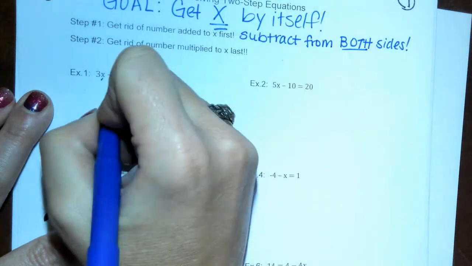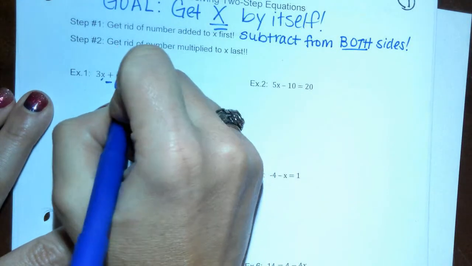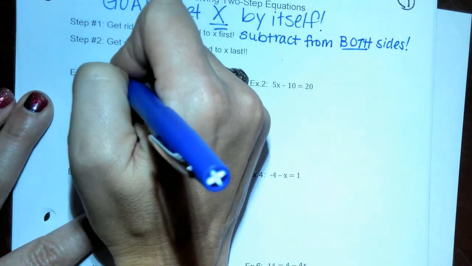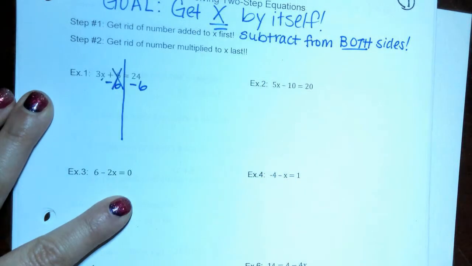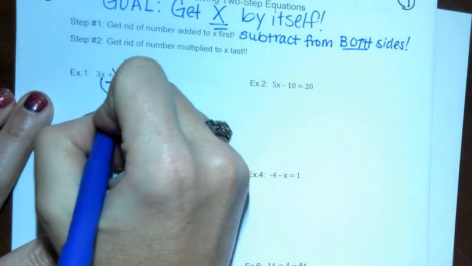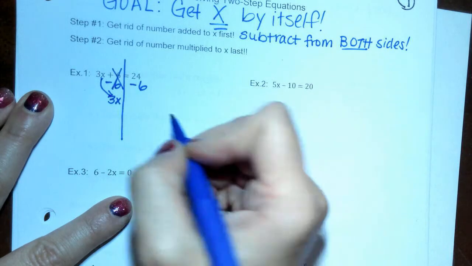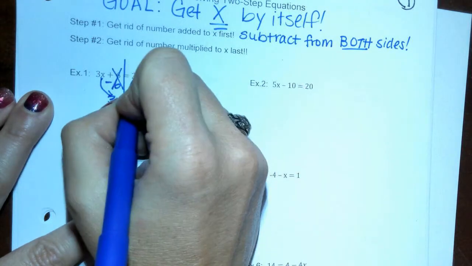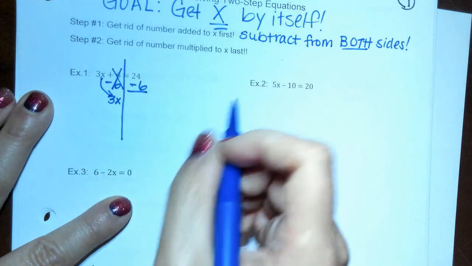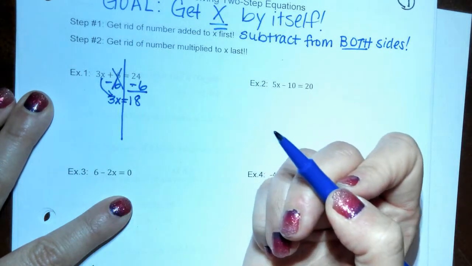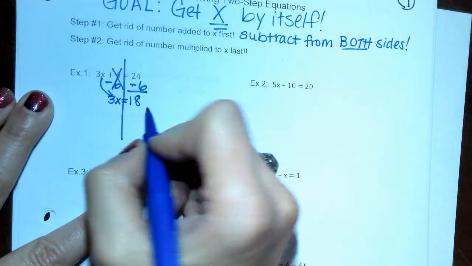Okay? So we're going to say minus 6 and minus 6, right? When you do that, you're going to have this cancel because 6 minus 6 is 0. And you're just going to pull this down because all we're left with on this side of the line is a 3x. And what we're left with over here is 24 minus 6, and that is 18. So we're left with 3x equals 18.